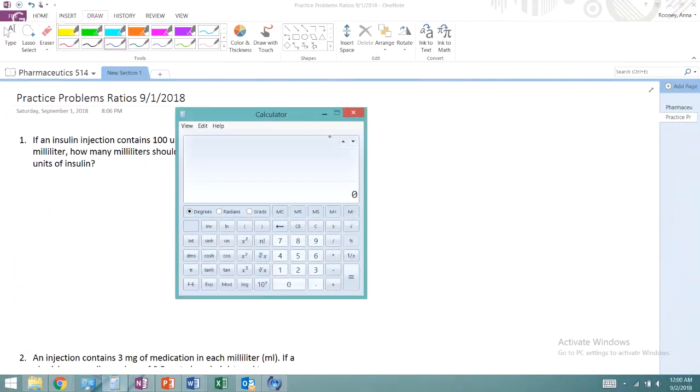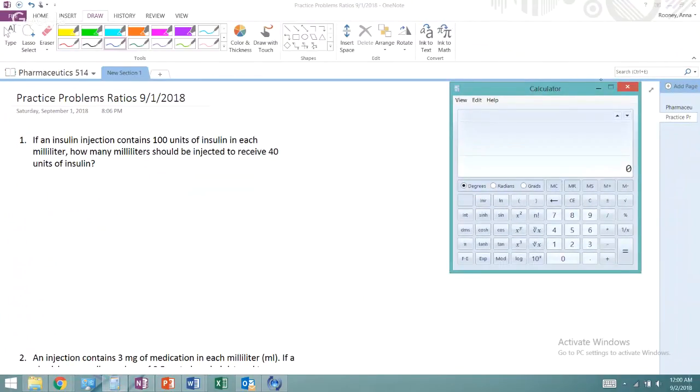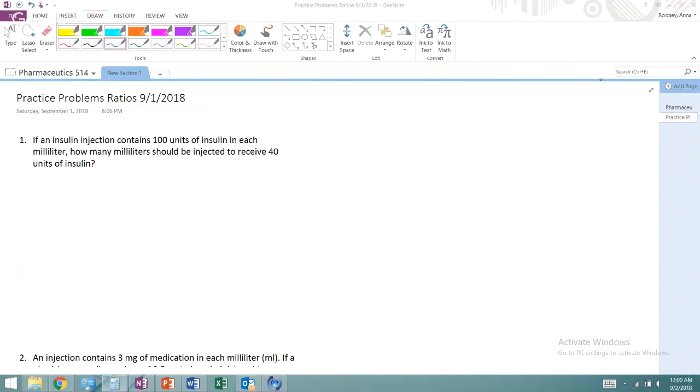Let's bring up our calculator. Nice scientific calculator. All right. If an insulin injection contains 100 units of insulin in each milliliter, how many milliliters should be injected to receive 40 units of insulin?